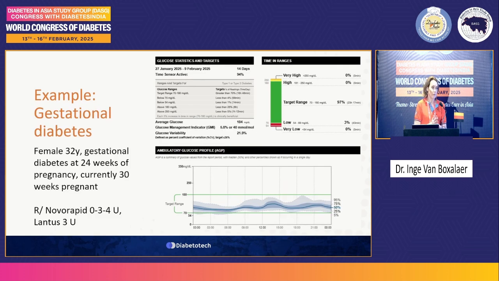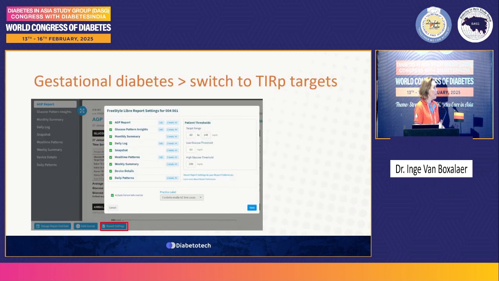This is an example from a study we're doing in gestational diabetes. So this person has late gestational diabetes and she's 30 weeks pregnant. She's already on insulin. And you see the time in range is very good, but of course we have to look at the time in range in pregnancy here. And a problem with LibreView is if you change the targets on the reports, it's not possible for the AGP report. It's only possible for the snapshot.